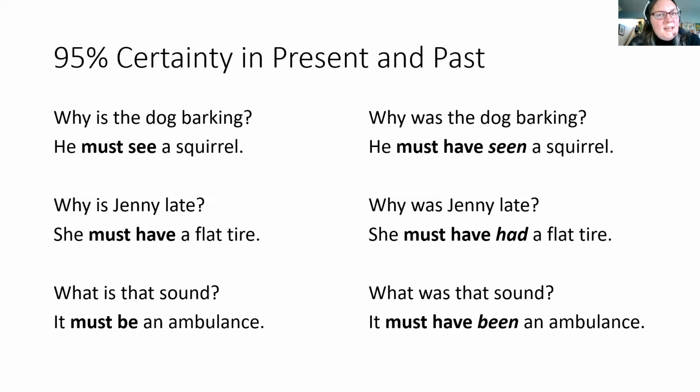When we're talking about Jenny being late, if we're talking about in the present tense, she must have a flat tire. Oh, that's terrible. I can't say that's exactly the reason. I wouldn't say 100% that that would be my really, really good guess. Or if we put it in past tense, we would say she must have had a flat tire. You can see that I've italicized the verbs here, so that way you can tell them apart.